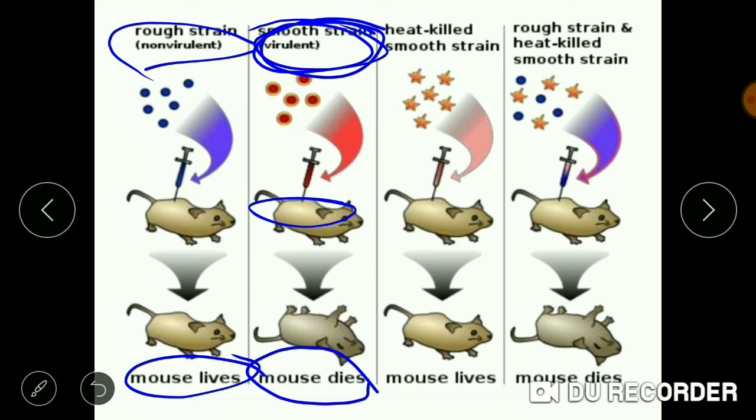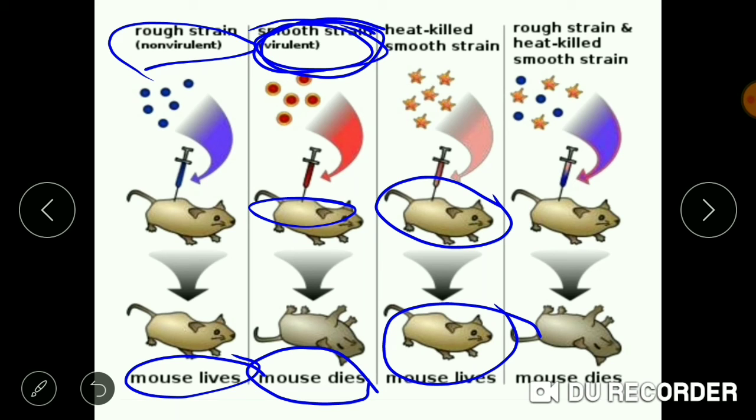Then he heat killed the smooth strain Streptococcus pneumoniae and again injected it into the mice, and he observed that the mouse lives. Why does this happen? Because due to heat killing, the Streptococcus pneumoniae have become deactivated. So it has not affected the mouse in any way and the mouse lives.